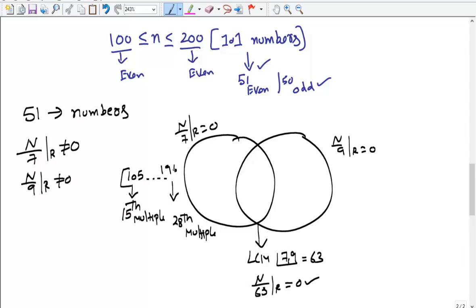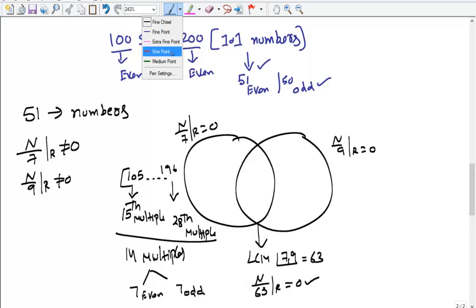Now these are 14 multiples. Out of the 14 multiples, half of them are even multiples, half of them are odd multiples. Out of the 14 multiples, 7 are even and 7 are odd. Now our task is to find even. So it means that here we have got 7 numbers. So we can say directly 7 here. Next one. Let's move on.